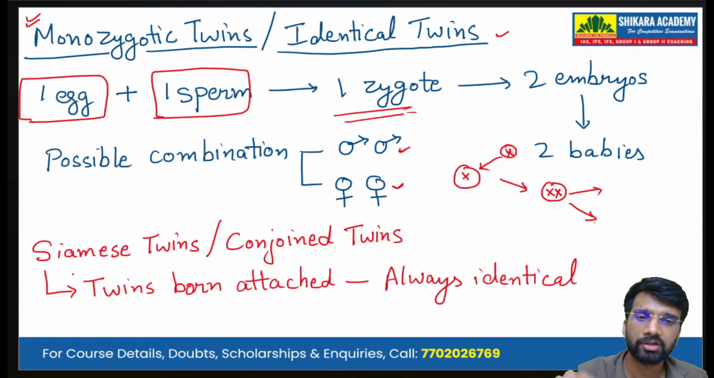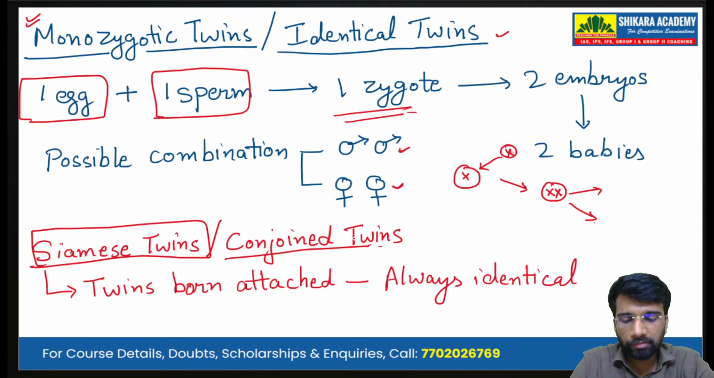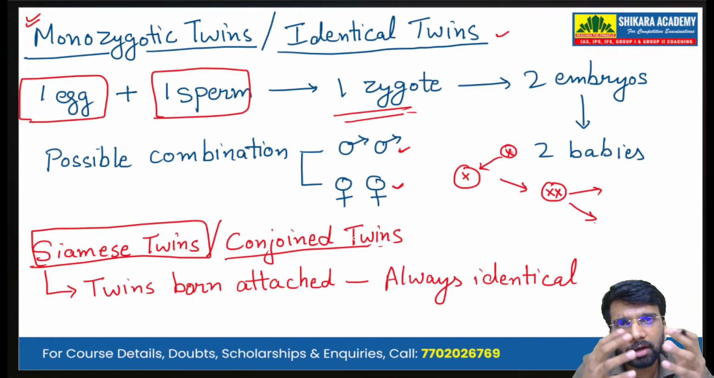There is some variation, for which a special term is given: Siamese twins or conjoined twins. You must have seen in some news reports that some twins are born attached.